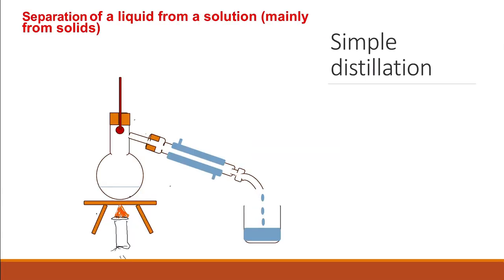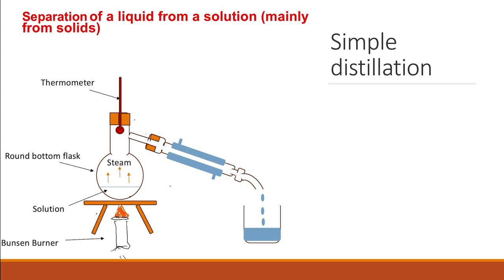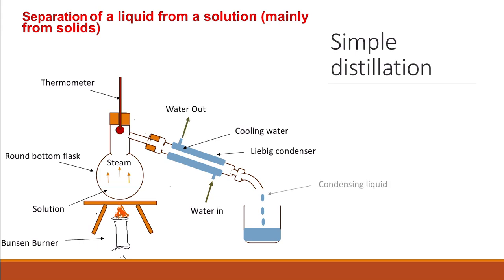If you have a solution, which is a mixture of a solid with a solvent or a liquid, you can separate the liquid using simple distillation. You have your solution in a round bottom flask and you heat it using a Bunsen burner, where steam or vapors will start to form. The vapors will pass through a Liebig condenser which has cooling water in from the bottom, water out from the top, and then the condensed liquid will be collected in a receiving flask at the other end.